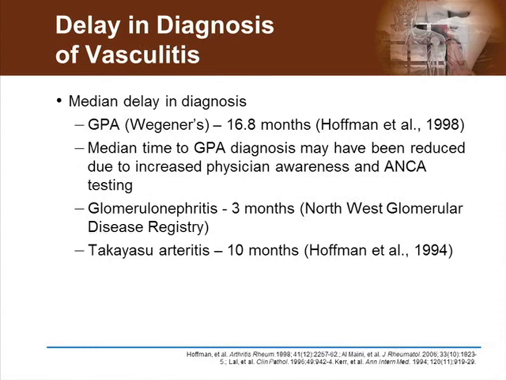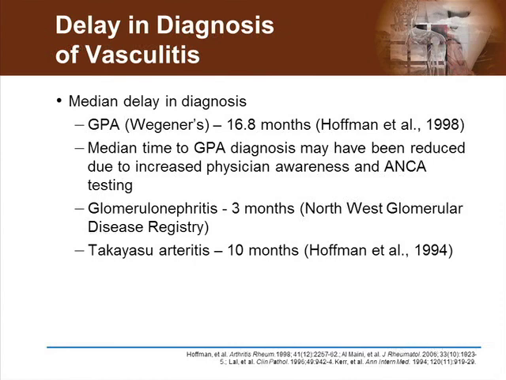Let's look at some of the statistics regarding delay in diagnosis of vasculitis. From a paper by Dr. Hoffman et al. back in 1998, the median delay to diagnosis of GPA or Wegener's was 16.8 months. However, a more recent editorial by Almeini et al. in the Journal of Rheumatology in 2006 mentioned that the median time to GPA diagnosis might have decreased due to increased physician awareness and the availability and use of ANCA testing.